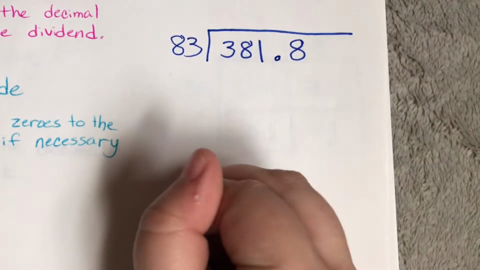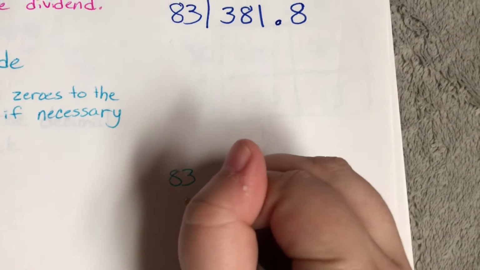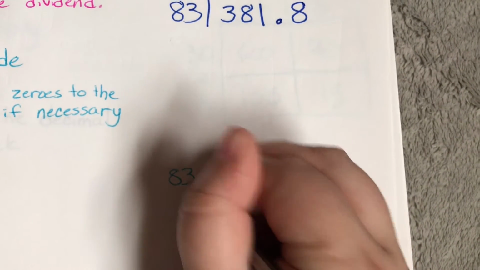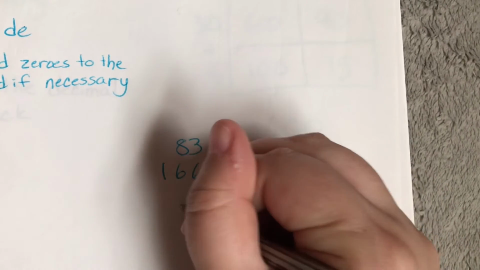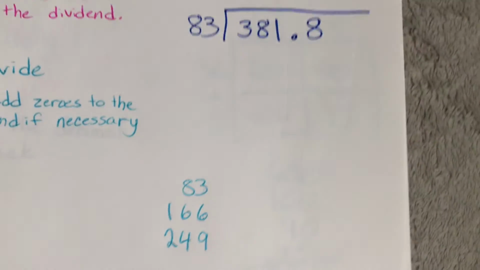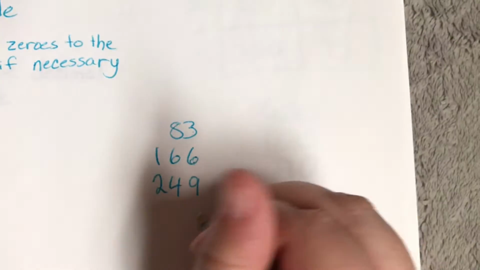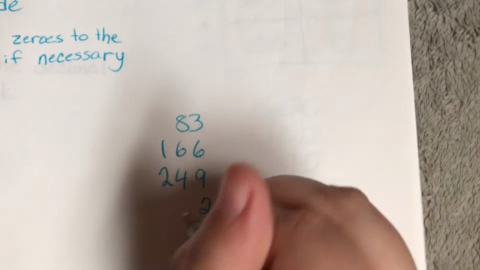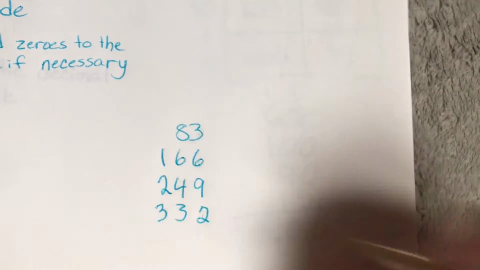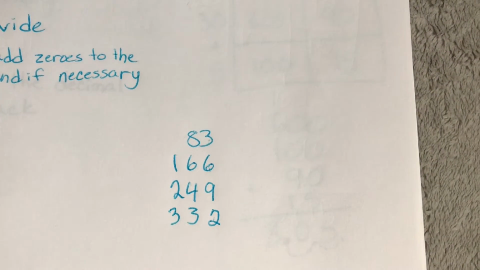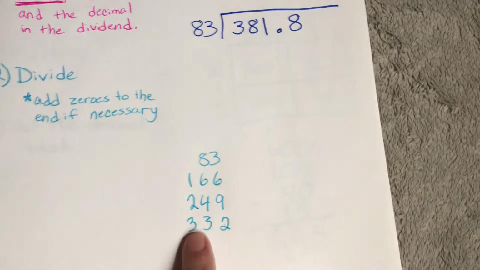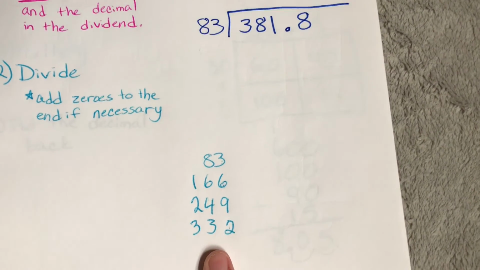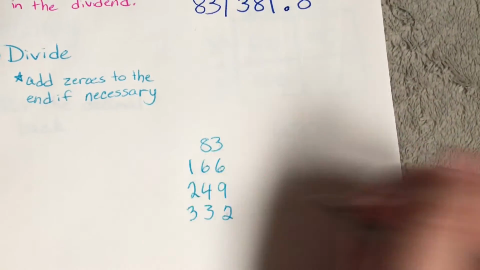So I know I have 83, and if we multiply that, we're going to have, let's see, times 2, 166. If we add another 83 to that, we're going to get 249. If we add another 83 to that, we're going to get 332. All right, so I'm going to stop there only because I know I have 381 up here and 332 is down here. If I go any higher, I'm going to pass that.